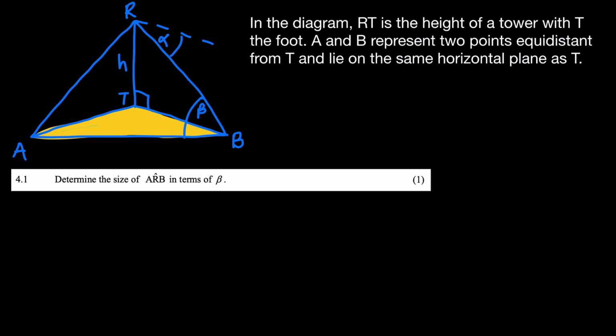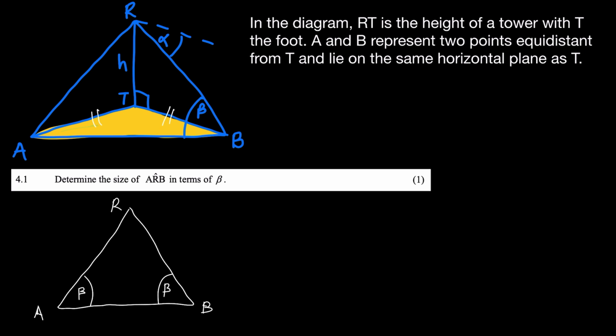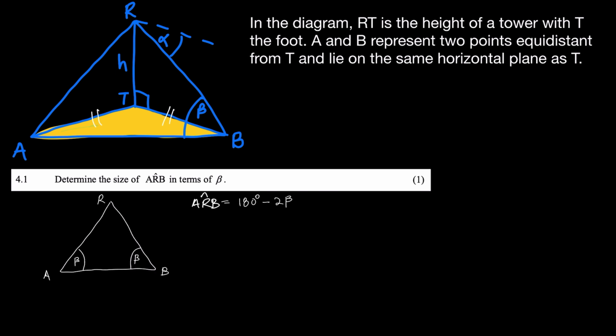4.1. Determine the size of ARB in terms of beta. Now what's important is to remember that A and B represent 2 points equidistant from T. Let's represent that on our diagram. Since they are equidistant, triangle RAB is going to be an isosceles triangle, like so. Now we can use the property of the sum of angles in a triangle to solve for the unknown angle. So angle ARB is going to equal 180 minus 2 beta.